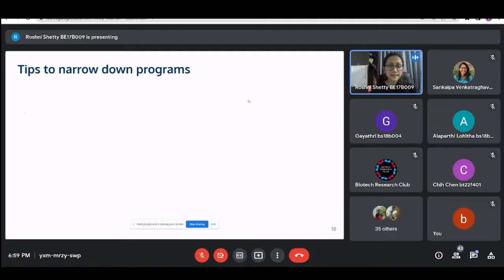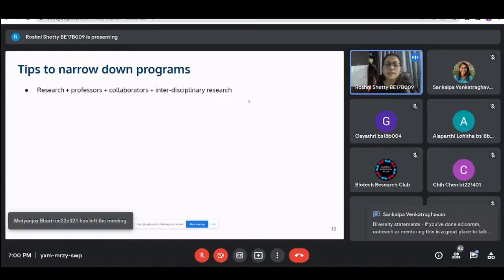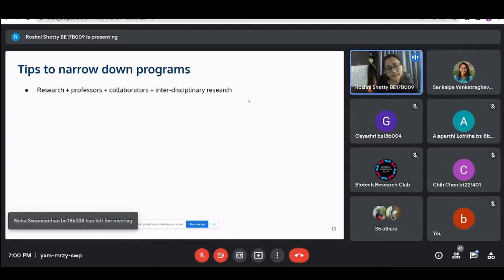So next are some more tips to narrow down your programs. First is to look at what kind of research the professors are doing there, and how many professors in that university are doing the kind of research you like. If there's just one person whom you're interested in, I don't think it's a good idea to apply.